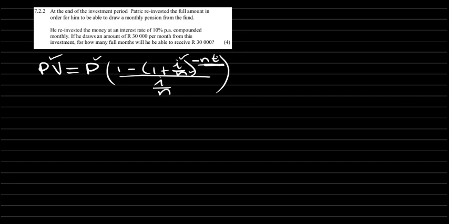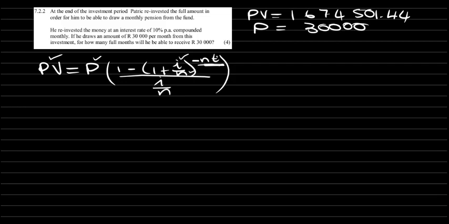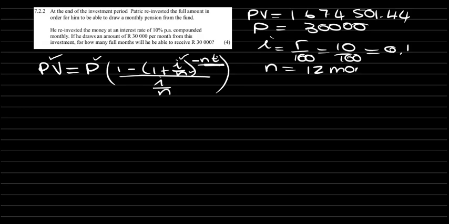So let's take down what we have. The PV equals 1,674,501.44. The P equals 30,000. That's what we would like to draw per month. i is equal to r over 100, which equals 10 over 100, and that's 0.1. Then n equals 12, because we want to compound 12 times per year, since there are 12 months per year.